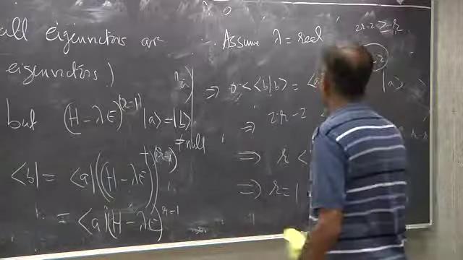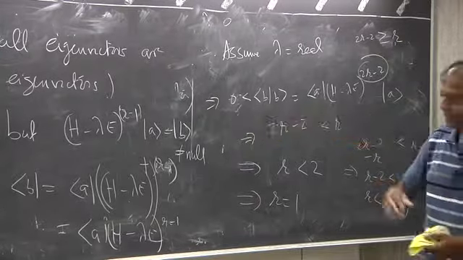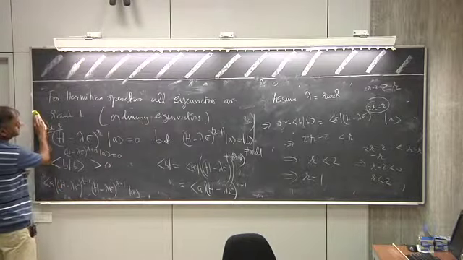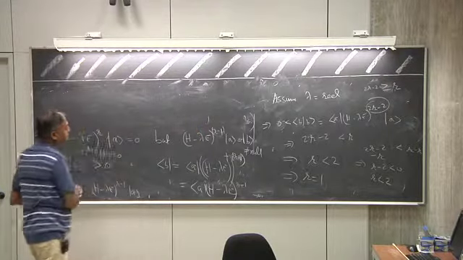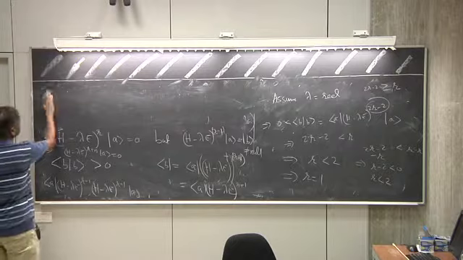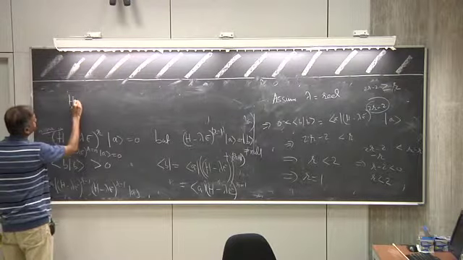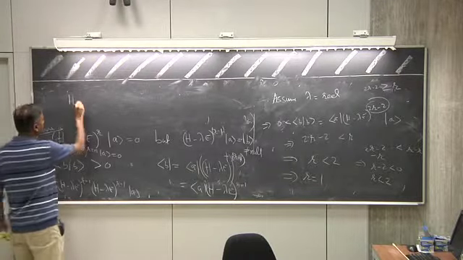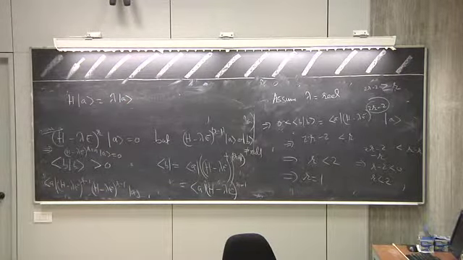And finally, in proving this, I assumed that lambda was real. So now I have to prove that lambda is real. Let's see, we can prove that in the following way. In fact, let me first look at the simplest case, the usual eigenvalue and ordinary eigenvector, which means HA equals lambda A. Let's consider this. So this is our ordinary eigenvector.